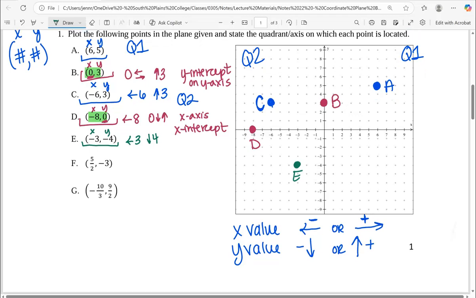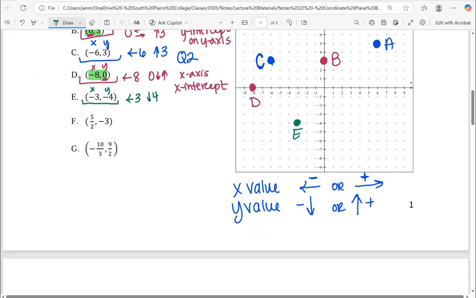Now, F and G are a little different because they have some fractions we have to deal with. 5 halves, 5 divided by 2, is the same thing as 2.5 with 0 remainder. So we could rewrite this point as 2.5, negative 3.